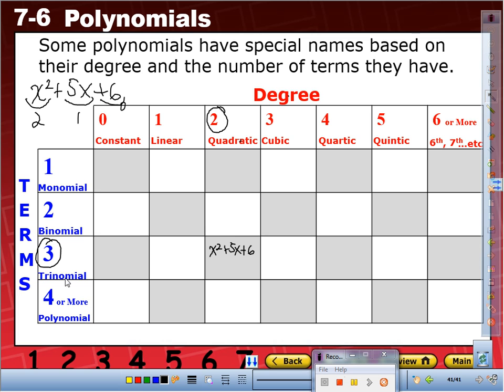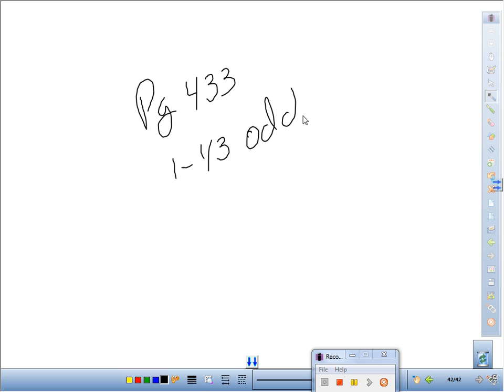Okay. Also, there's going to be one word problem in the homework, so just go through it, and all you have to do is substitute. But your homework will be out of page, what? 433, numbers 1 to 43. 1 to 43 odd. Turn in your homework on your way out. Grab one of those sheets. Turn them in.